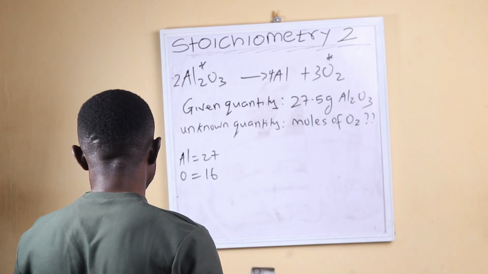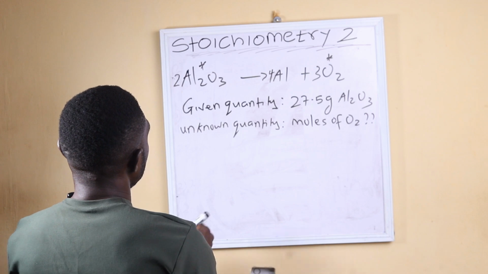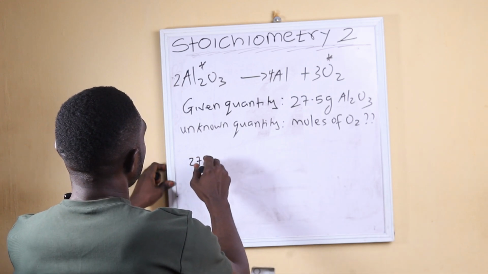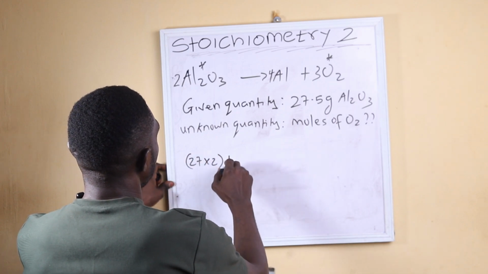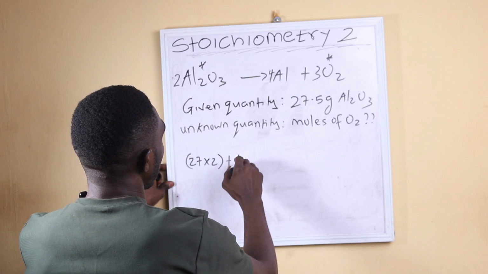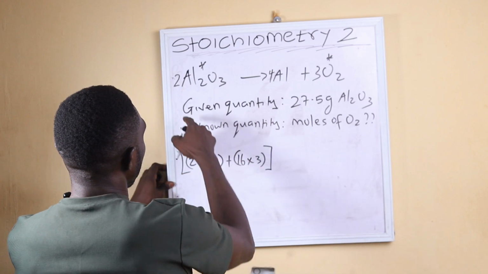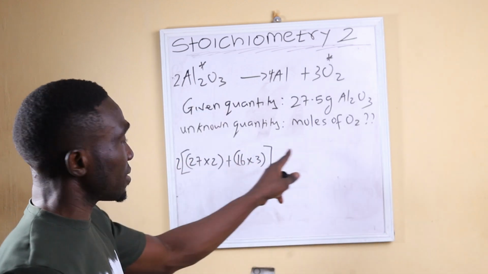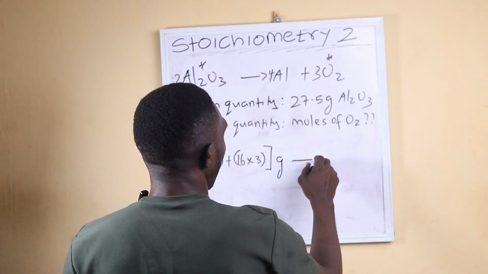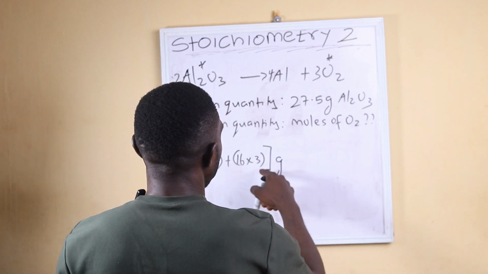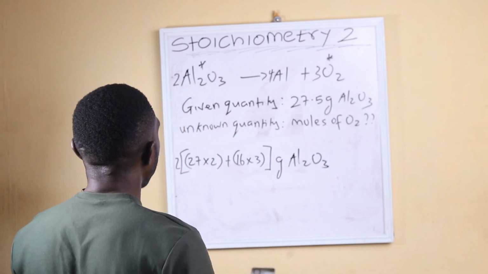So what is the molecular weight of aluminum oxide? That's going to be 27 times 2, that's the bracket there, plus oxygen is 16, 16 times 3. So you put a big bracket here, but outside you have 2. So the 2 multiplies whatever you have there, and it's going to be in grams of Al2O3. So let's work that out and get the answer.